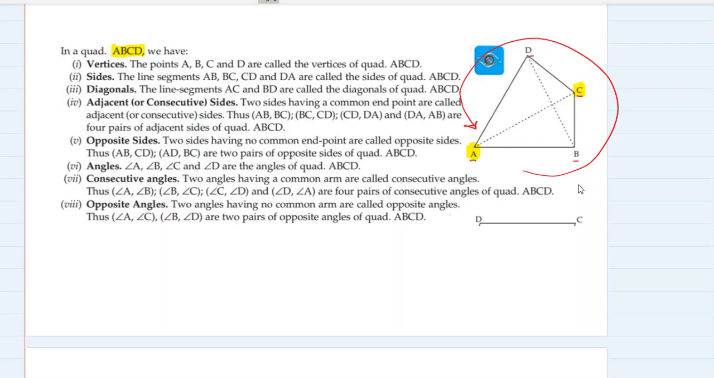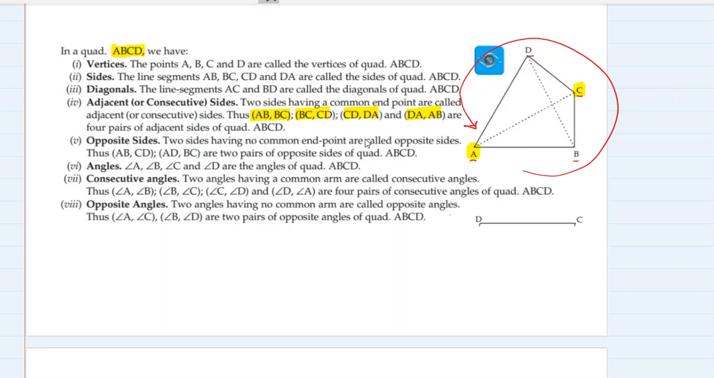Okay, what are the adjacent sides of this quadrilateral? Adjacent sides means the sides which have one vertex in common. For example, AB and BC are adjacent sides. Why? Because they have got B in common. BC and CD are adjacent sides. CD and DA are adjacent sides. DA and AB are adjacent sides. So these are four pairs of adjacent sides in a quadrilateral.